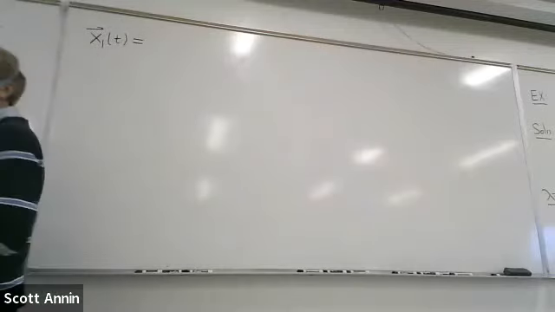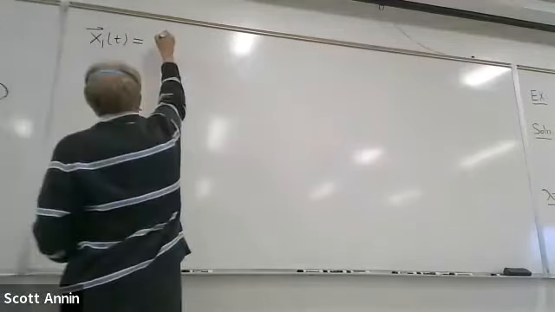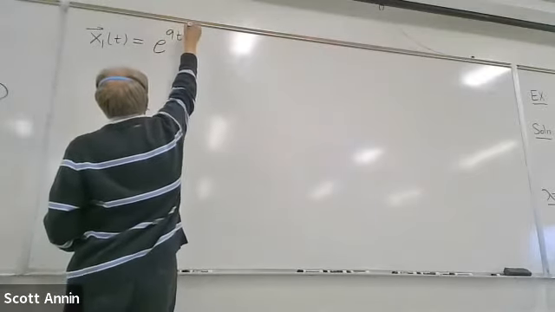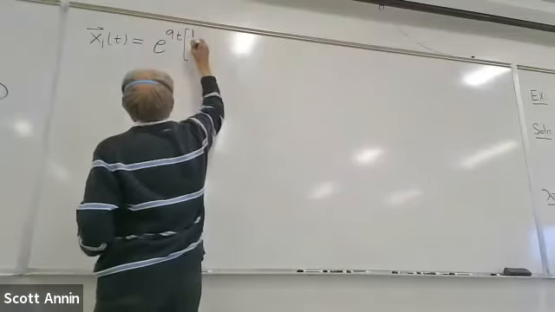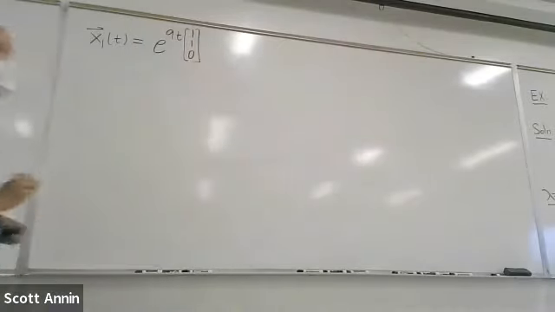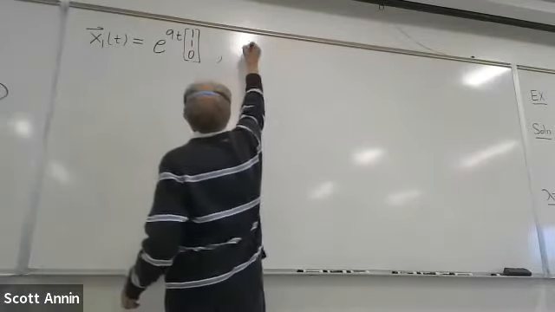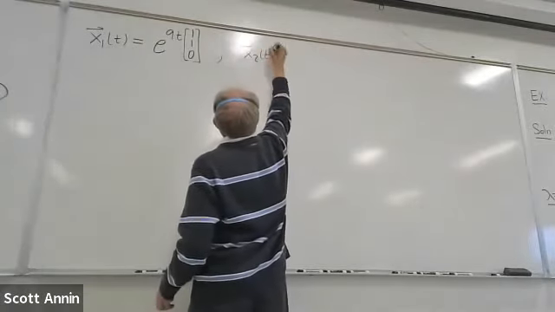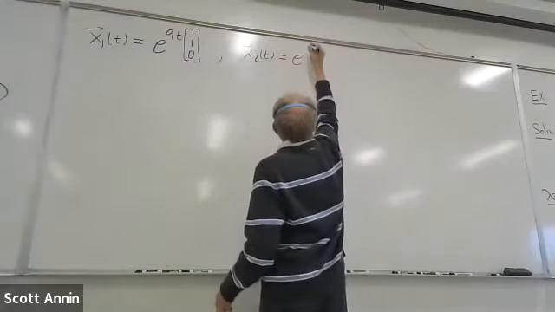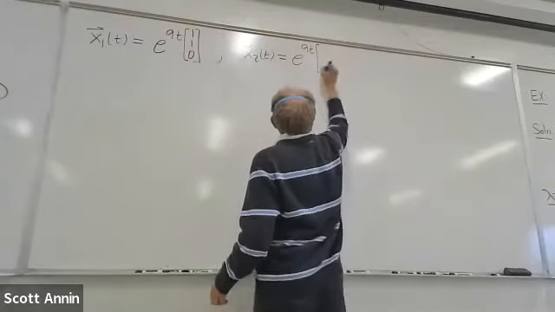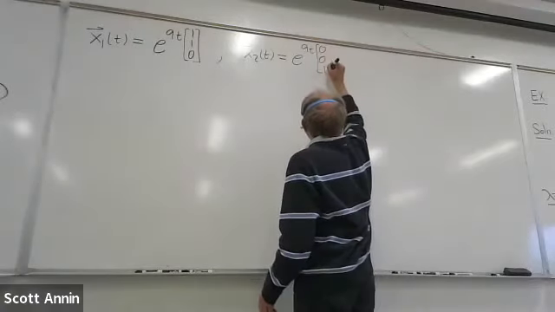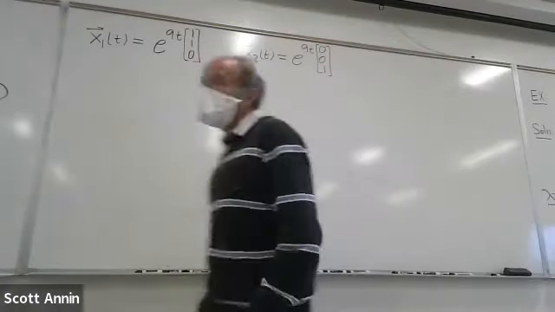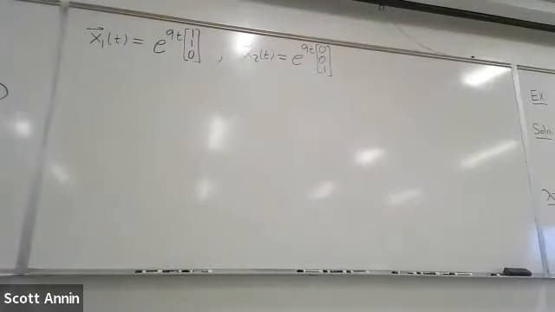Okay, so here's how we write them down, yeah? e to the 9t times the first eigenvector, which was 1, 1, 0. So we get that vector first. And then we also have, I'll go ahead and put x2 of t right here. This one is e to the 9t, and then the second vector was 0, 0, 1. So there's 2 solutions. We need both of those.